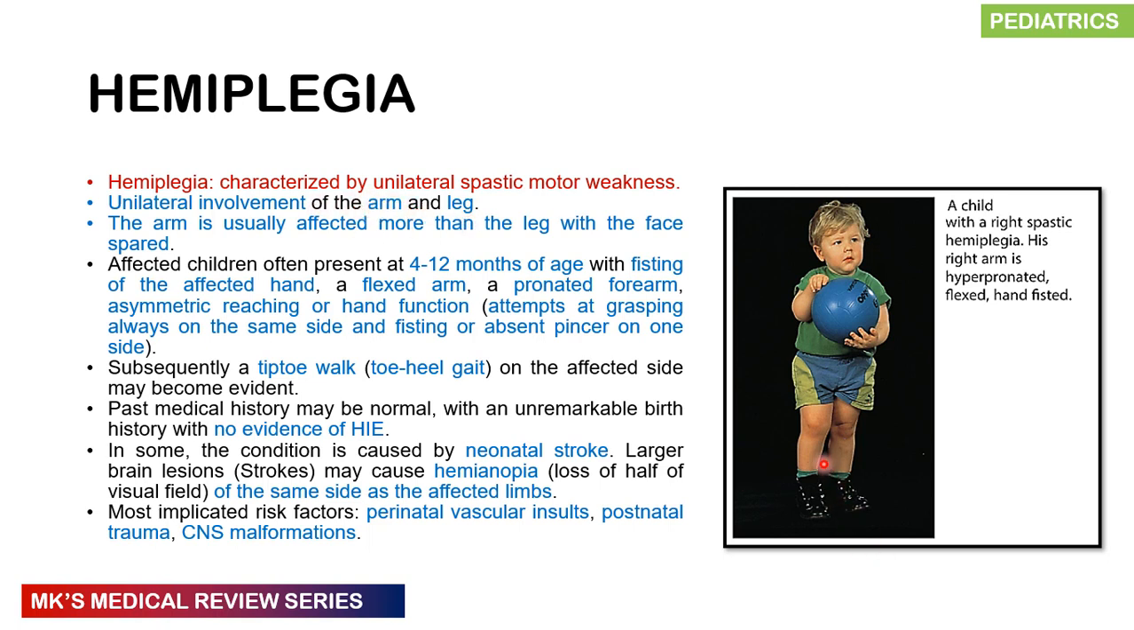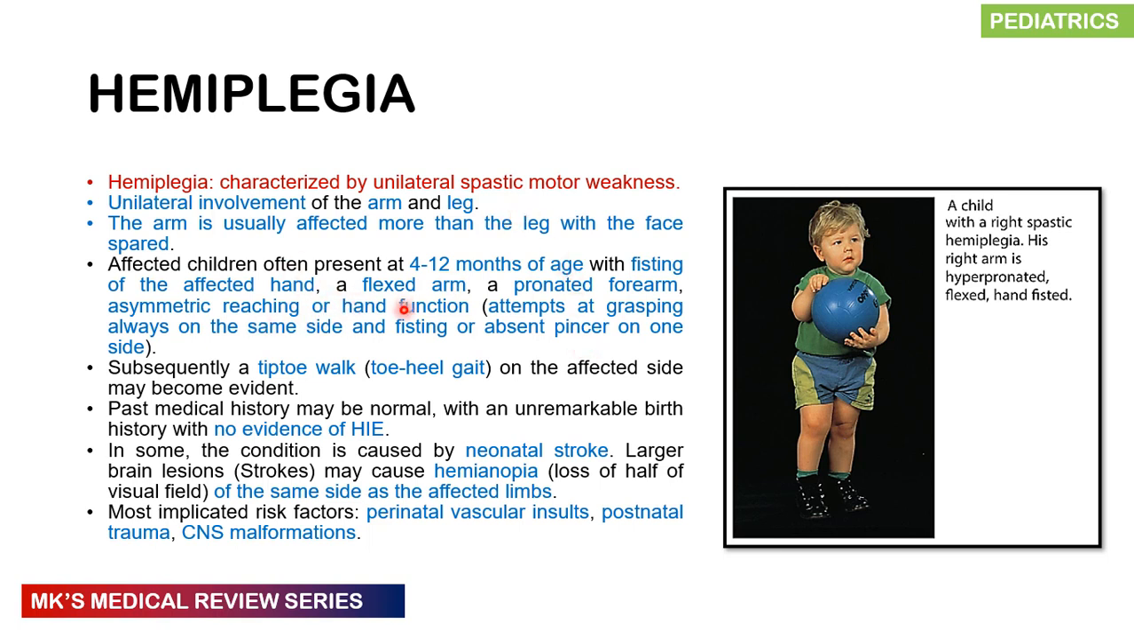As you can see, even the leg here is like he's putting all his pressure on this side, and this one is not even putting so much pressure on this leg. And the arm is usually more affected than the leg, with the face being spared in this type of hemiplegia. It's much more common, and most children are going to be affected during the age of 4 to 12 months, and then they're going to be having this fisting of the affected arm. It may be flexed, it may be pronated, and they may have asymmetric reaching or hand function.